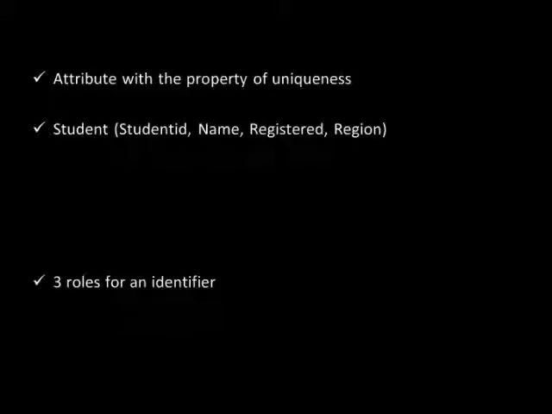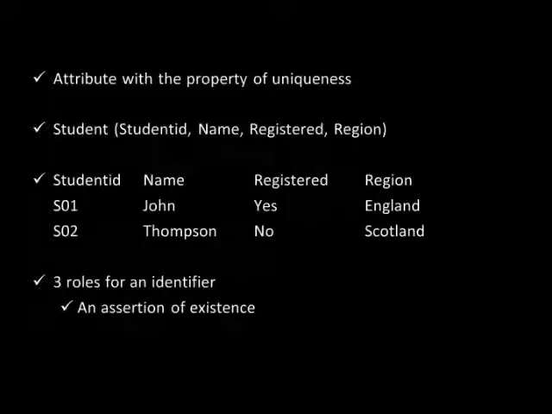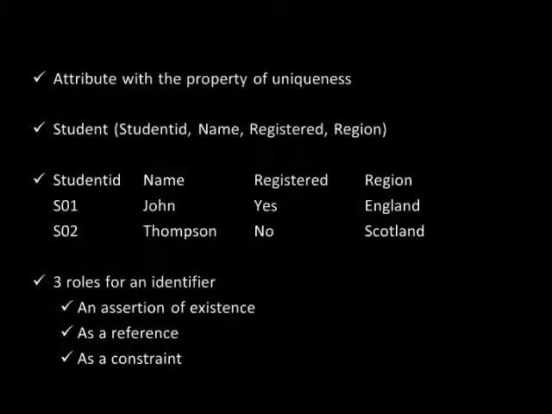There are 3 roles for an identifier, and they are as follows: as an assertion of existence, an occurrence of the student entity type with the value S02 for its identifier is an assertion that a student exists and is registered with that student identification number. As a reference, an identifier such as S02 refers uniquely to a specific student. Given this identifier, we can examine the above table to discover that the student with this identifier is named Thompson. As a constraint, no two students can have the same identification number.